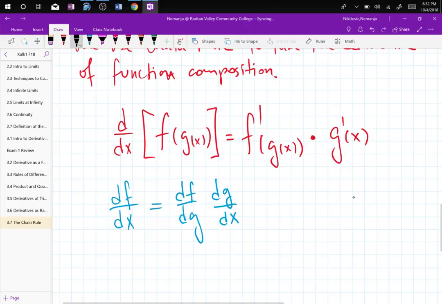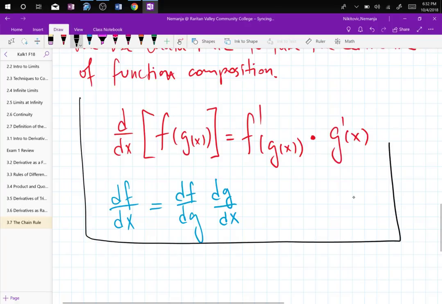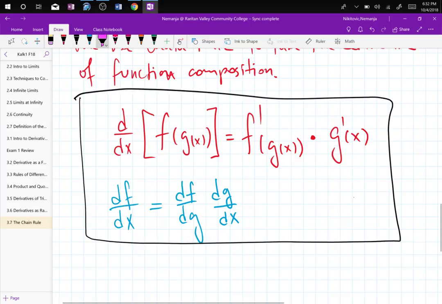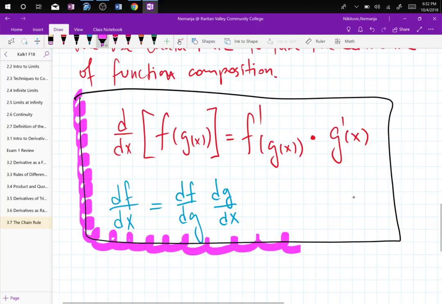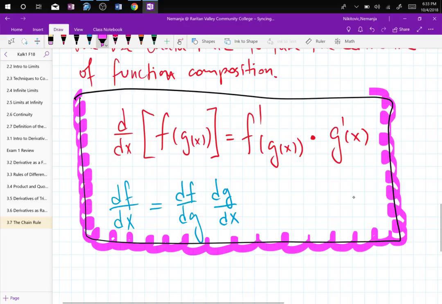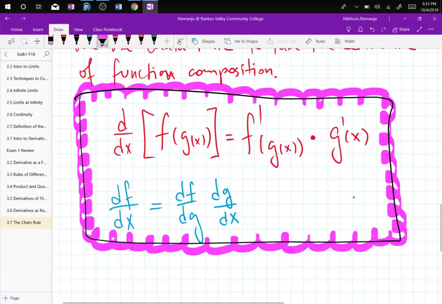And I think that your book is going out of its way to say, all right, use property number 1, property number 2, and so on. Who cares? Just get the problem done. Chain rule. So these are official formulas.